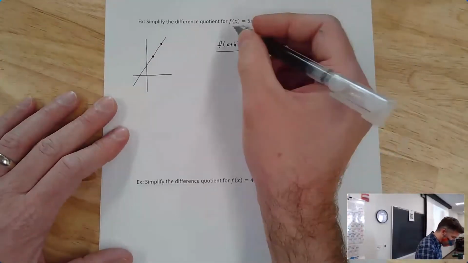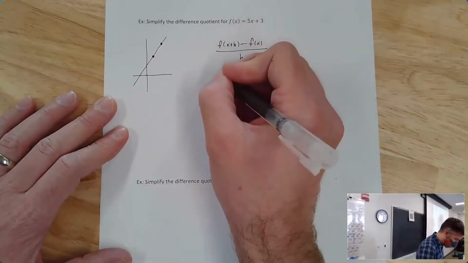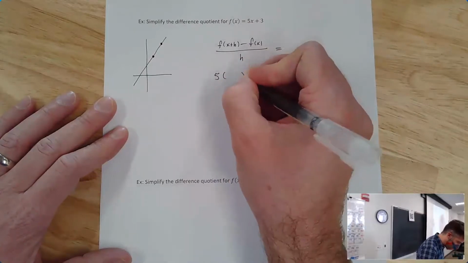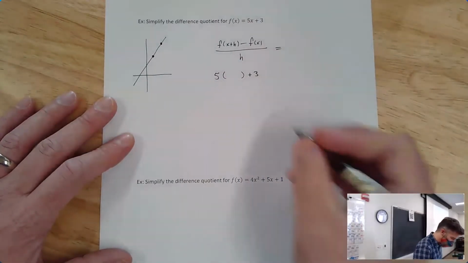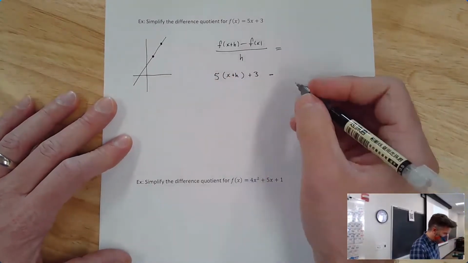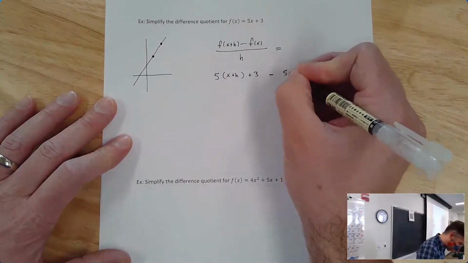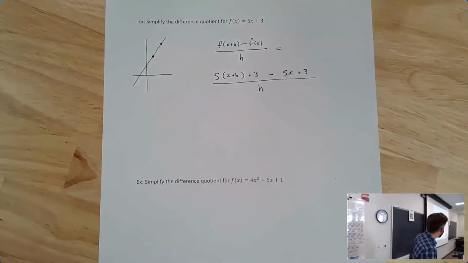So f of X plus H, well, I'm going to take my function 5X plus 3, and I'm going to use my parentheses. I'm going to have 5 times stuff plus 3, which is going to be 5 times X plus H plus 3 minus f of X, which is 5X plus 3 all over H. Now I've made an error there.